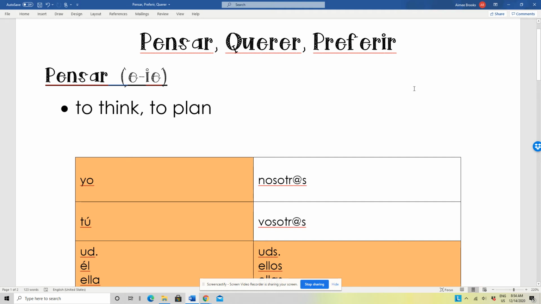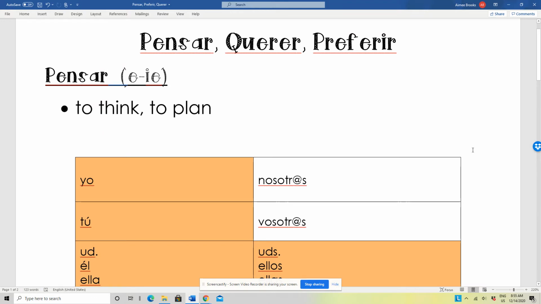Okay, guys, so the title of this note set is Pensar, Querer, Preferir. Today and tomorrow we're going to be learning about these three verbs, but today we're only going to talk about pensar. What these three verbs all have in common is that they are all E to IE stem changing verbs. Pensar is an E to IE stem changing verb, and it means to think or to plan.